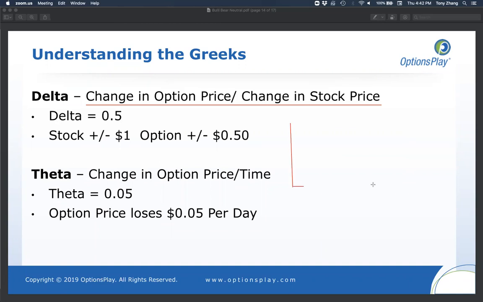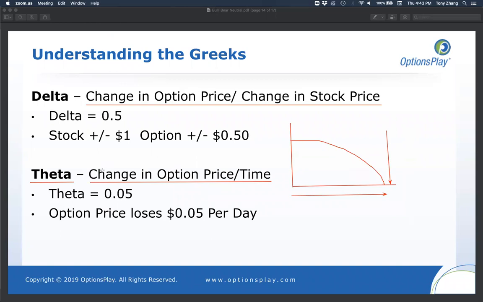So when we talk about buying a call option for $5, if the stock stays exactly where it is, that call option will actually erode in value as you get closer and closer to expiration. The speed at which the erosion happens is what we call time decay, or theta. Theta measures the change in the option price with respect to time. So as time gets closer to expiration, the value of your option will decrease, and theta measures the speed at which that decrease happens.